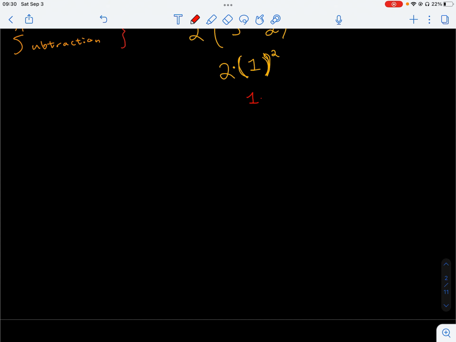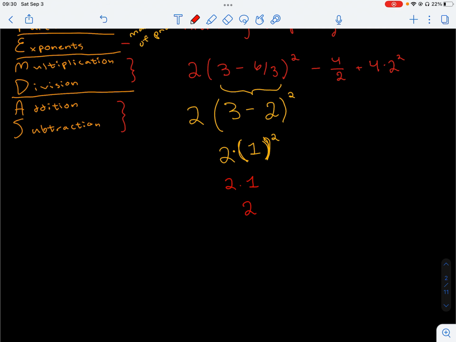So what is 1 squared? Well, 1 squared is just 1 times 1, which of course is just 1. So I'm going to just make one copy there. So 1 times 1 is 1. Then we have 2 times 1, which is essentially just going to be 2.